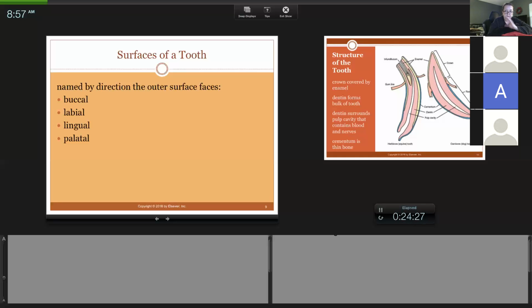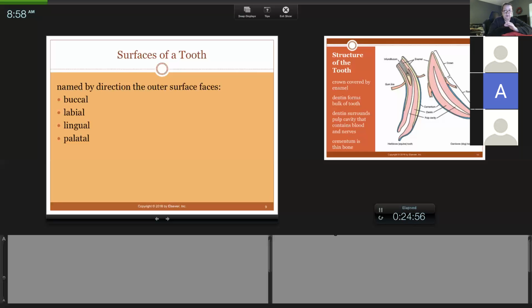Now, what you say for the top is palatal, because the top teeth, the inner part of all of your top teeth, touch the palatal surface. They face the palate. So lingual and palatal are both for the inside of the teeth, but one is the top, one is the bottom. Buccal and labial pertain to the top or bottom. Does everybody kind of understand that?